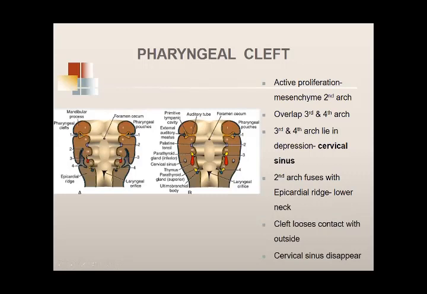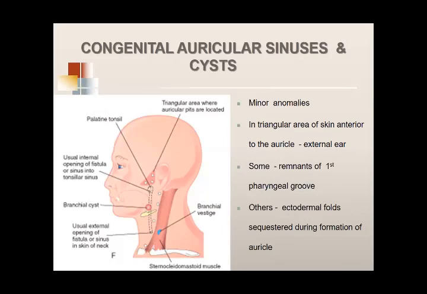This second arch fuses with this part which is the epicardial ridge in the lower part of the neck. After the fusion of the long process of the second arch with the epicardial ridge, the surface of the neck becomes smooth. And this cervical sinus disappears. Okay, there is no connection of the cervical sinus with the exterior. This is normal development. Now let's see what abnormal development there is.